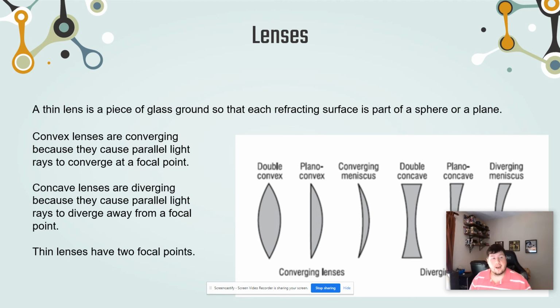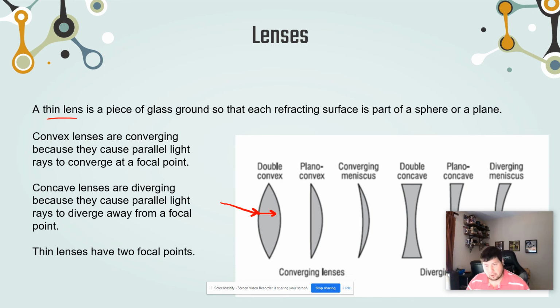So a thin lens is what we're going to be working with, and it's just a piece of glass that's ground so that each refracting surface is part of a sphere or a plane. What I mean by refracting surface is that if light shines at this lens, that light will bend its direction because it's going from one material into another. And so we know refraction happens anytime light enters a boundary here.